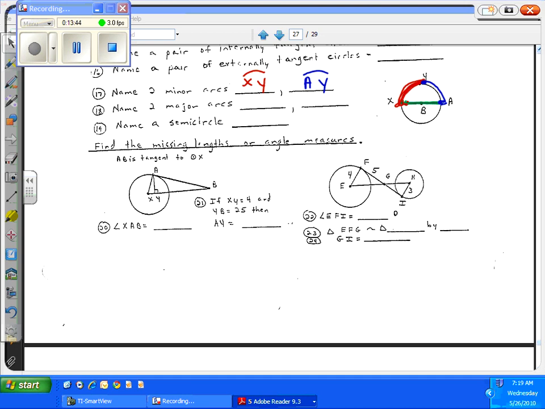Remember that we name a minor arc with two letters. Now, if you want to find a major arc, then you can use your minor arc and go the long way around. If I go the long way around from X to Y, I would have XAY. That's a major arc, more than a semicircle.